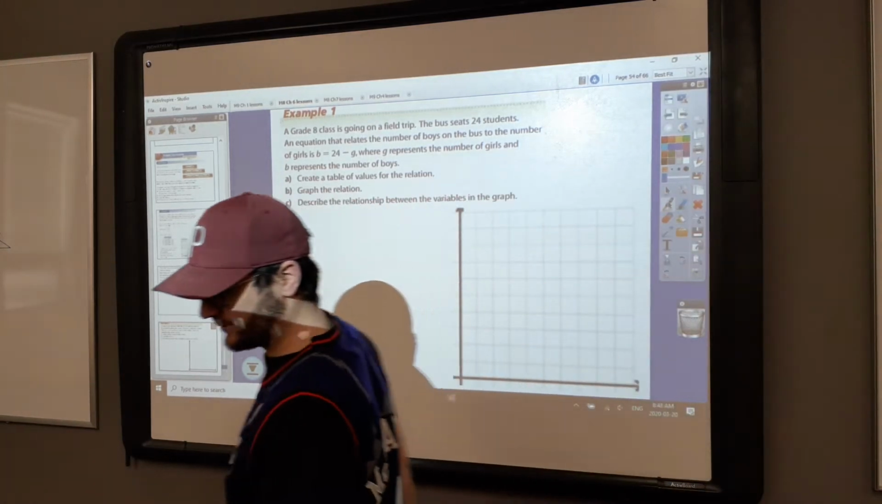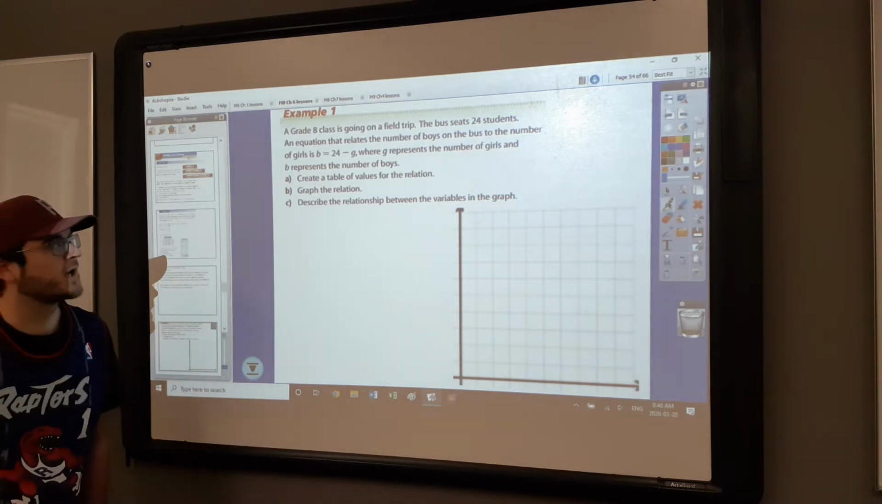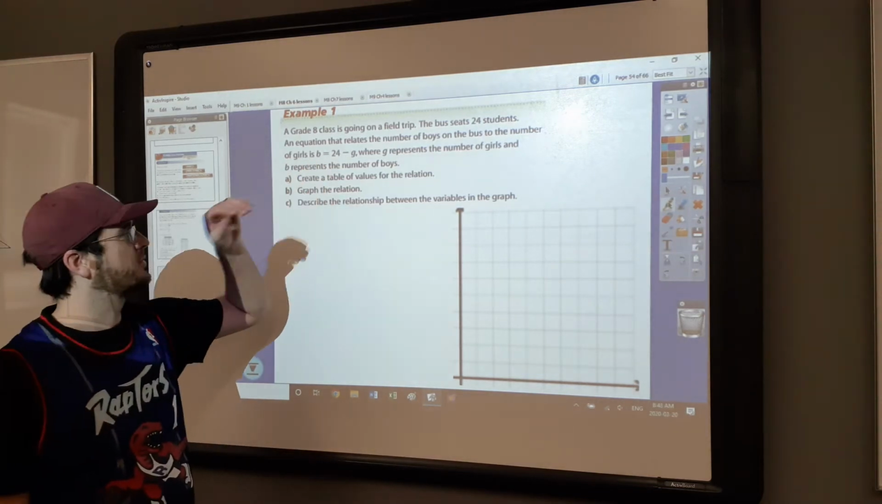Okay, grade 8, so we'll finish off 6.7 with a couple of examples from the book. So if you can't quite read, make sure you follow along in your textbook as well.